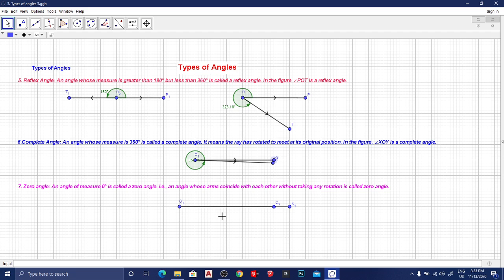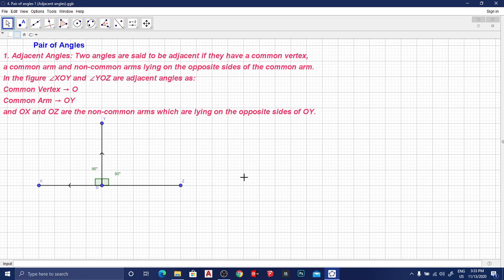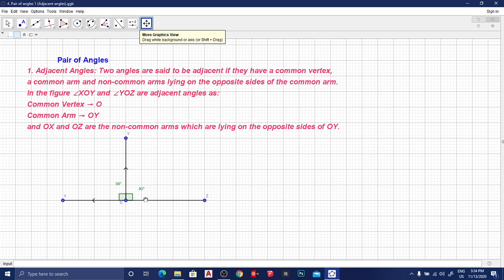Next one is pairs of angles. For the completion of the types of angles, you are going to learn about the pairs of angles. Here you take two angles, and some relation will be there between those 2 angles, and there are names for the pairs of angles. The first one is the adjacent angles. The literal meaning of adjacent is nearby, neighboring or side by side angles.